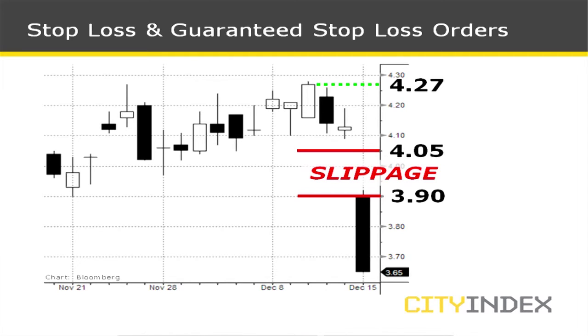So if this stop loss was in fact a guaranteed stop loss at $4.05, then you would have been guaranteed to get your order filled at $4.05 no matter where the market opened up. So in this instance, market opened at $3.90, but because your order was guaranteed, you would have been getting out at $4.05. Now, if we have a look at a little bit of a table here, it shows how all of this works.